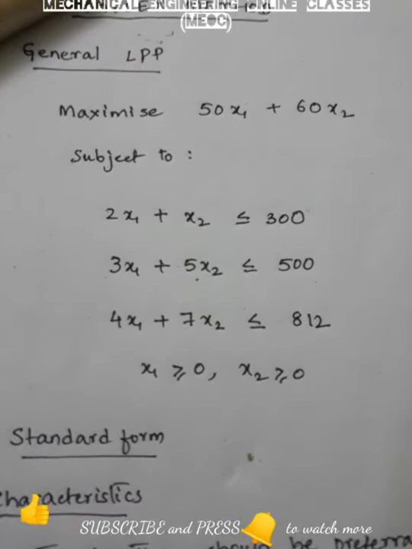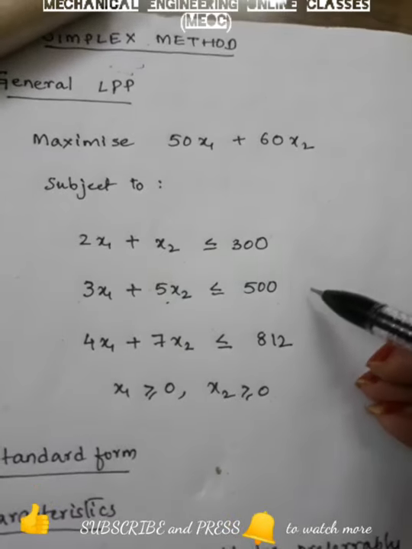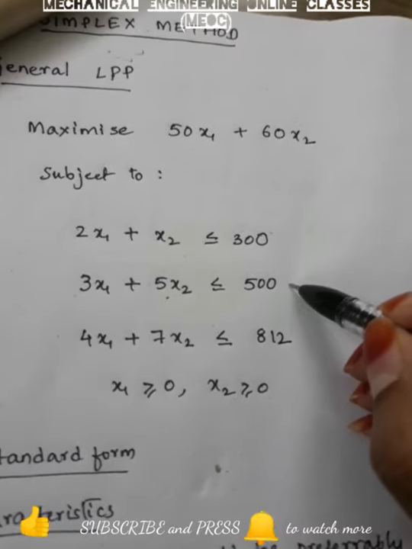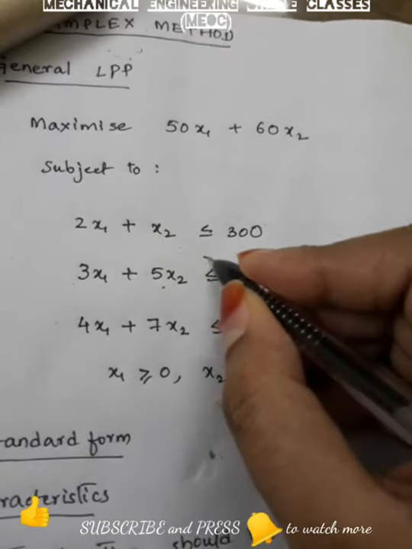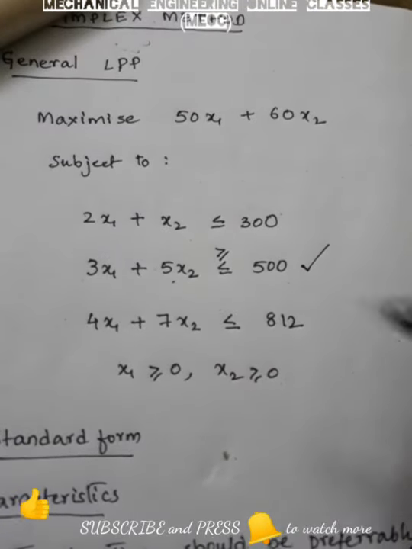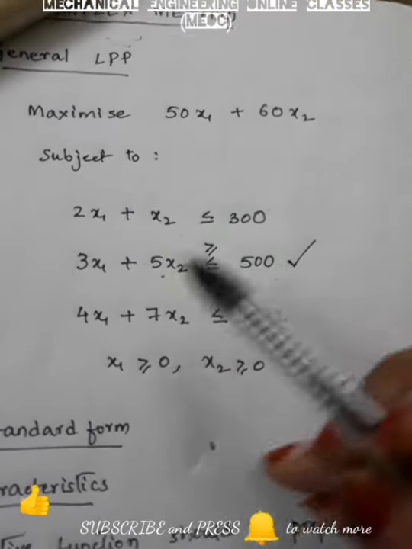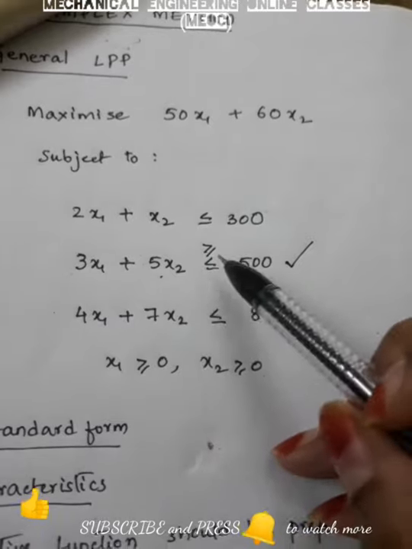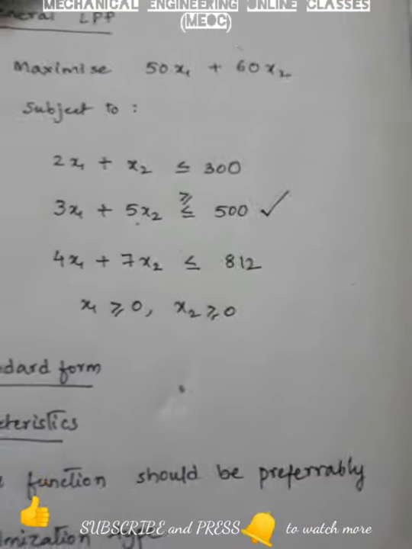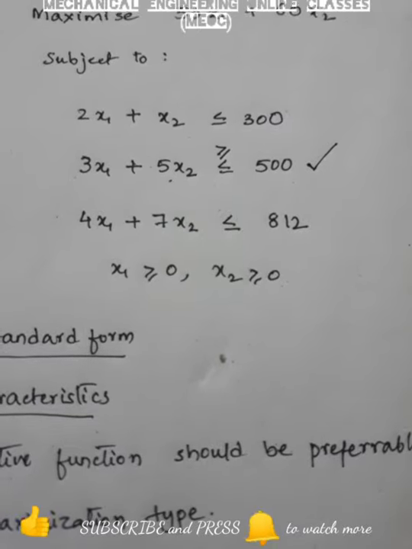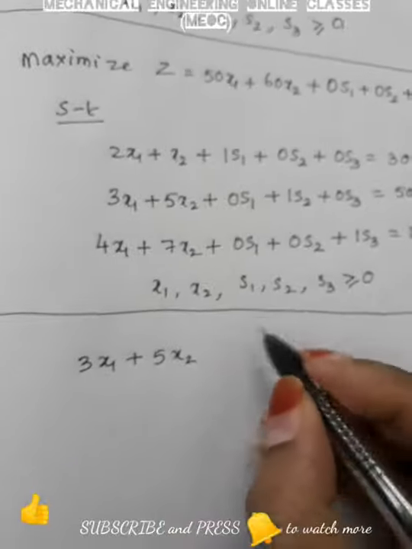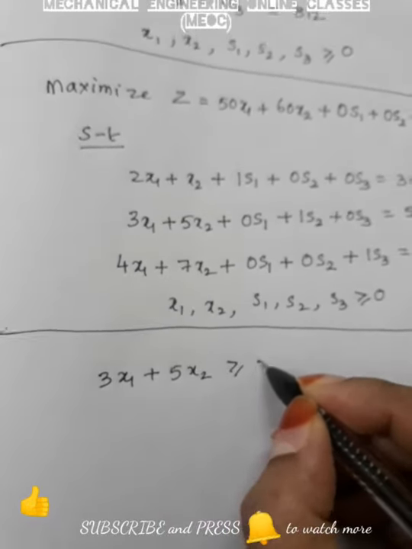Now for example, if one of these three equations, let me assume the second inequality, has a greater than or equal to symbol here, how to convert it into an equation? 3x1 plus 5x2 greater than or equal to 500. Now I am considering the same constraint over here. 3x1 plus 5x2 is greater than or equal to 500.